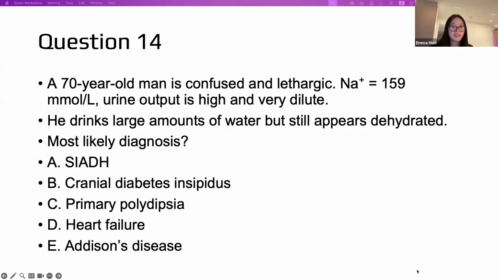Okay, questions again. This one is on hyponatremia, actually, but what could it be? Oh, let me move the question slide. So, a 70-year-old man is confused and lethargic. Sodium is at 159 millimoles. Urine output is high, very dilute. So we have very dilute urine, and he drinks large amounts of water but still appears dehydrated.